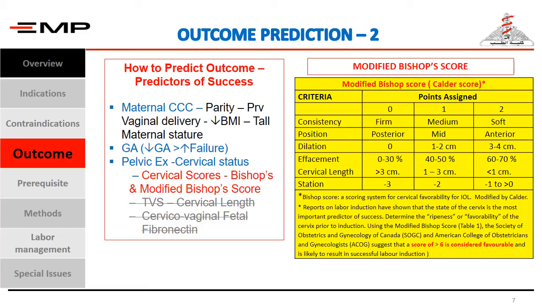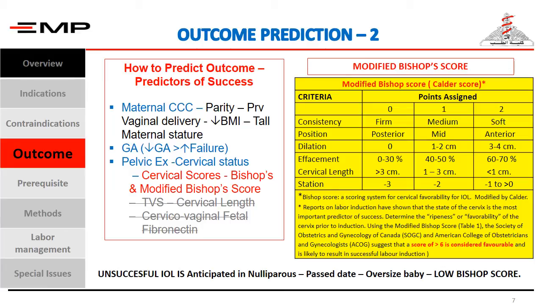A simplified modified score, Calder score, is used with scores 0 to 2 for each item. Maximum is 10, with score more than 6 considered favorable. Transvaginal sonography and cervicovaginal fibronectin have been investigated, yet there is no evident proof that they are valuable factors related to prediction of success of induction of labor.